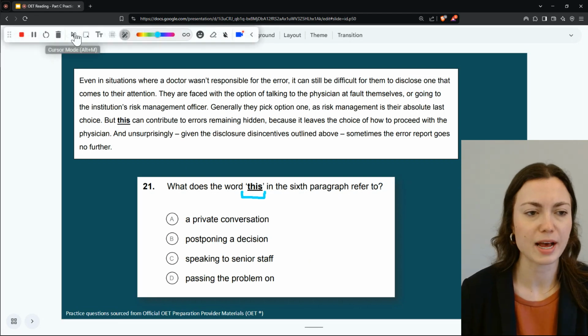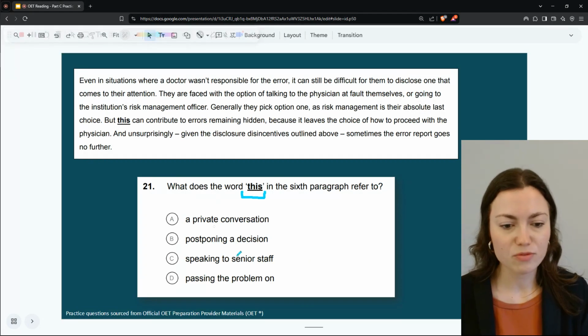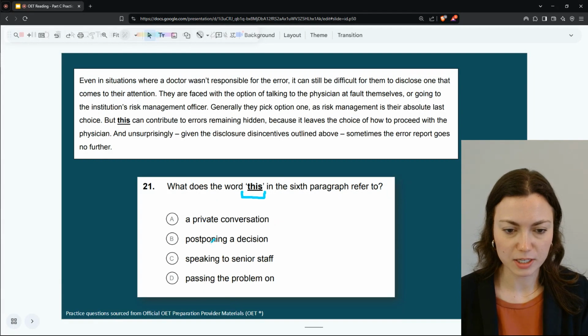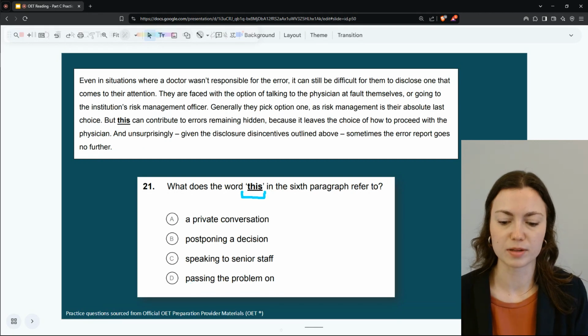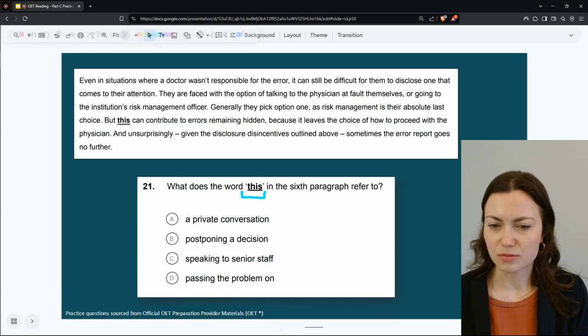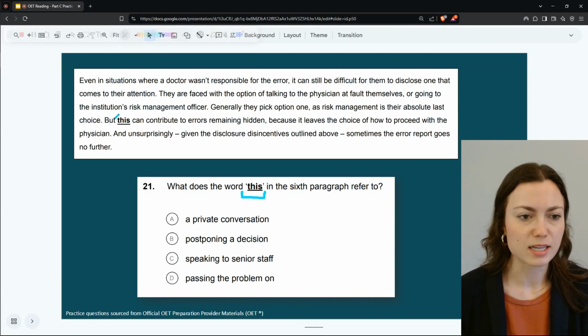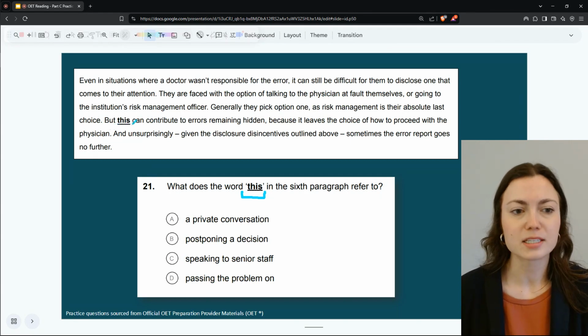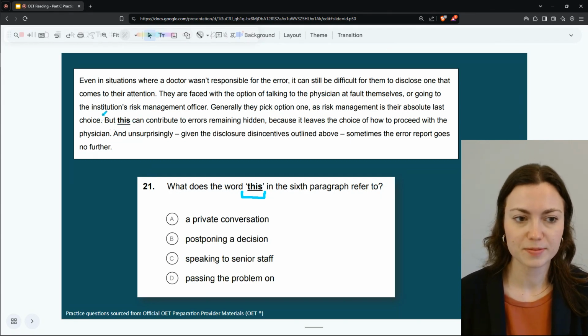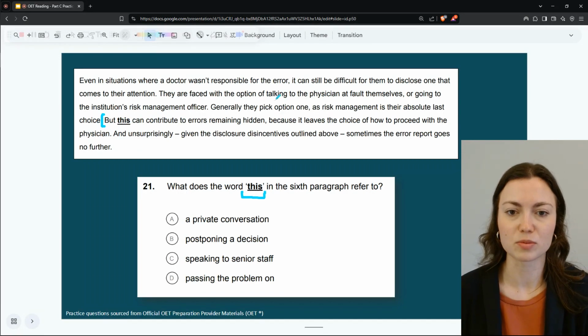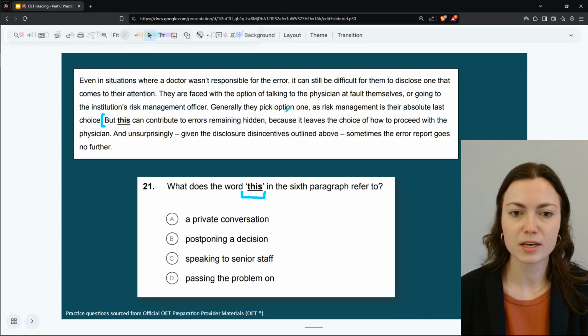All right, so what do we have? Let's take a look there. We have 4 options. So a private conversation, postponing a decision, speaking to senior staff, and passing the problem on. Okay, so there's nuance, there's differences between those. Let's take a look at the sentence that has this word, but this. So usually, if it's a connector, we have to look at the previous sentence. So let's go back. Generally, they pick option 1 as risk management is their absolute last choice.